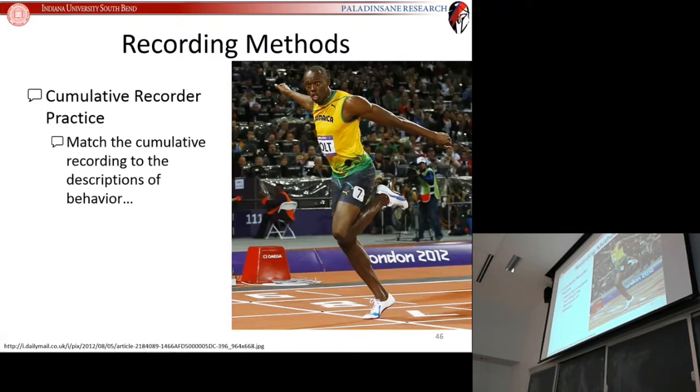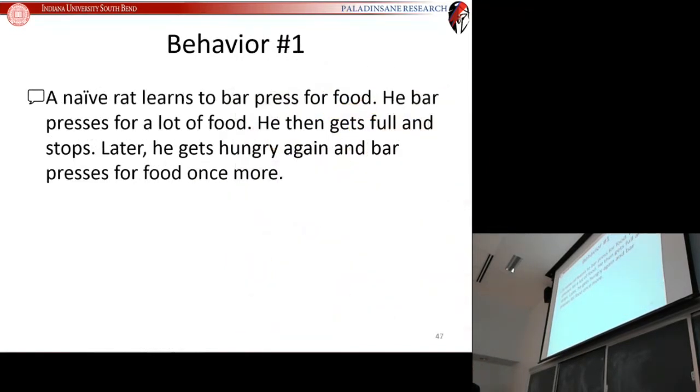So what I'm going to do is I'm going to show you 4 cumulative recorders, and I'm going to show you 4 descriptions of behavior. And what I want you to do is I want you to match the behavior to the cumulative recorder, and we'll see if we can get those lined up. All right, so first behavior, and the handouts are coming. This is what's written on them.